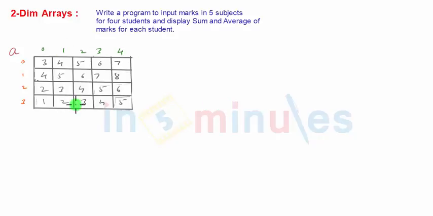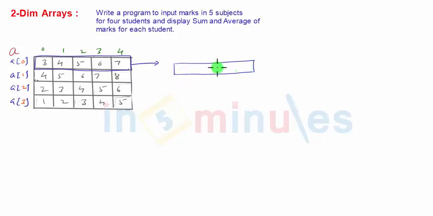Now we know that the numbering is done like this: rows numbered as 0, 1, 2, 3 and columns numbered as 0, 1, 2, 3, 4. We also know that if A is a 2D array, then every row is given a name as A0, A1, A2 and A3. So the first row A0 represents the first student's marks, row A1 represents the second student's marks, and so on. A two-dimensional array is like a collection of multiple one-dimensional arrays. If I take that A0 separately, it will look like a one-dimensional array of size 5, that is an array of 5 elements. The name of this array is A0.